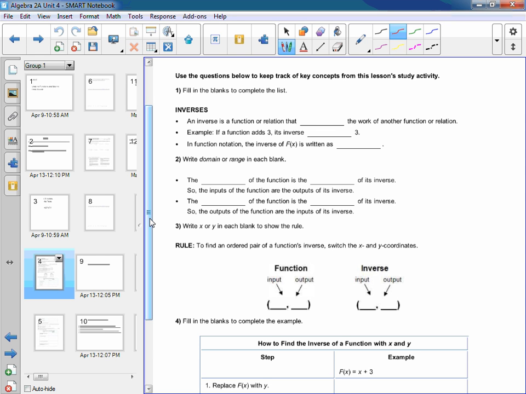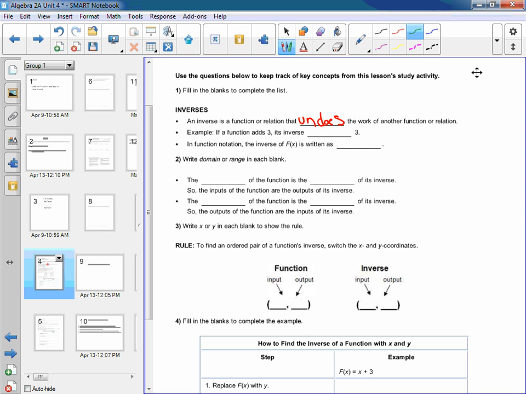All right, so we're talking about inverses. Well, what is an inverse? An inverse is a function or relation that we say undoes the work of another. So you've maybe had someone ask you, what's the inverse of adding? Or what undoes adding? And usually students are able to say, well, subtracting. Or what undoes multiplying? Dividing.